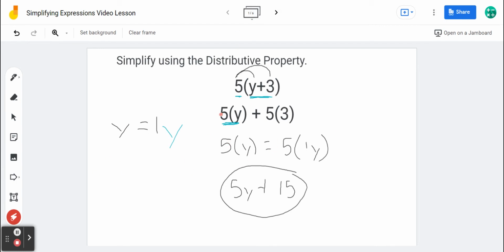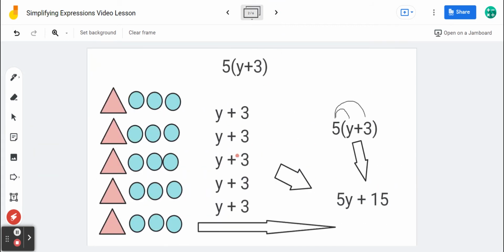Now this is how the distributive property works. Let's see why it works. So this seems a little overwhelming. I'm going to explain every bit and piece. So this is the same problem. Back when we were in kindergarten, we started learning math by using pictures. So my triangles are my y's, and then the 3 is the plus 3. So I have this 5 times 5 different rows. 1, 2, 3, 4, 5.